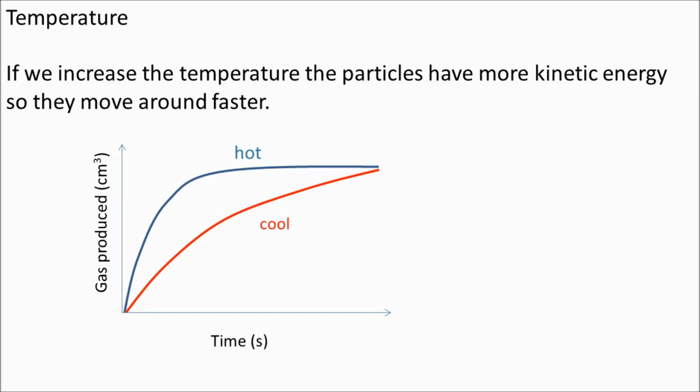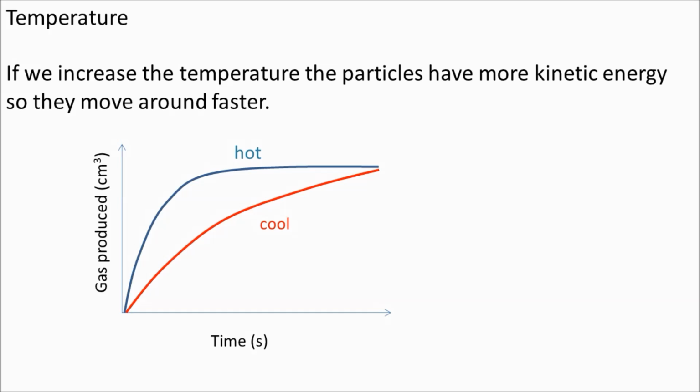If we increase the temperature, the particles have more kinetic energy, so they move around faster. Not only does this mean you get more collisions per second, but it also means that the collisions that you do get are more likely to be successful. That the smashing together of these particles takes place with more energy, and so you're more likely to breach that activation energy barrier. So, higher temperature, particles move faster, which gives you more collisions per second, and the collisions that do happen have more energy.